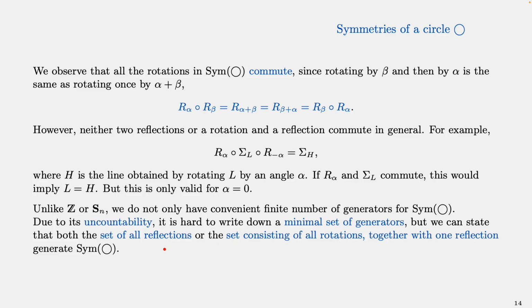One thing we can say is that the set of all reflections would be enough to generate this set of symmetries, or the set consisting of all rotations together with one single reflection would also be enough to generate this set of symmetries. So these are still not minimal sets of generators, but at least it's interesting information on much smaller sets that would be enough to generate all the symmetries.